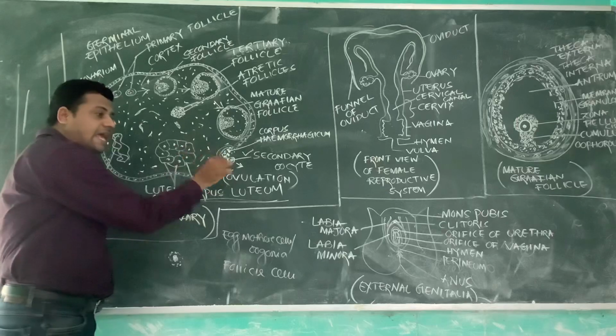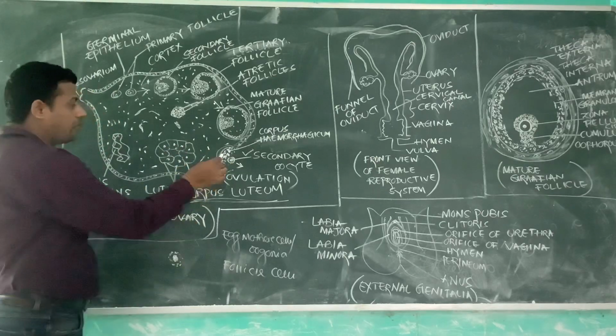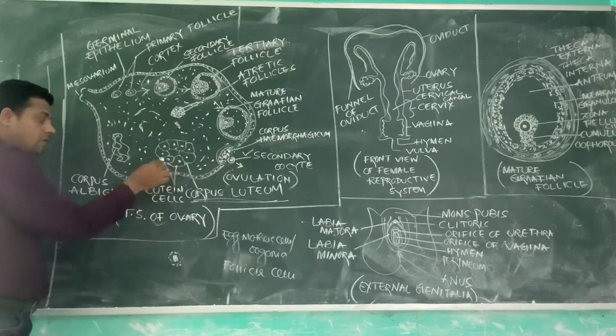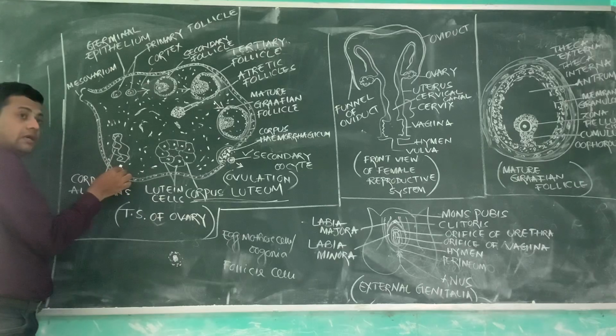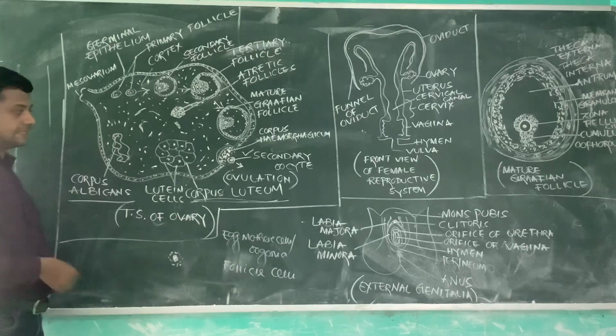If the released egg or ovum is not fertilized, corpus luteum degenerates into a white mass that is called corpus albicans.